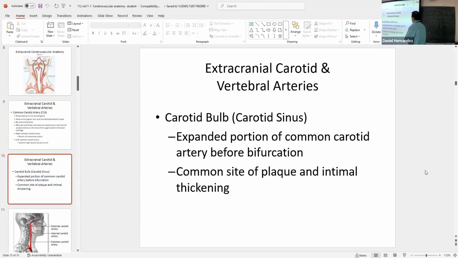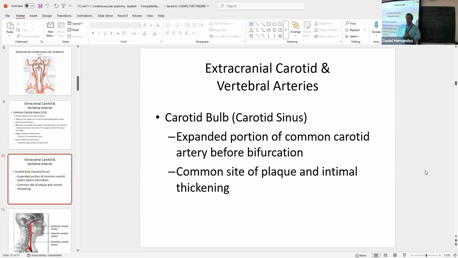So that carotid bulb or carotid sinus, like I said, is the expanded portion of the common carotid artery just before the bifurcation or split into your internal and external. So that carotid bulb or that carotid sinus is an important landmark or feature of this vessel because it's a common site for plaque development and intimal thickening. So this is where the majority of our atherosclerotic plaques are going to start to form, and we wind up with that narrowing in the bulb and bifurcations.